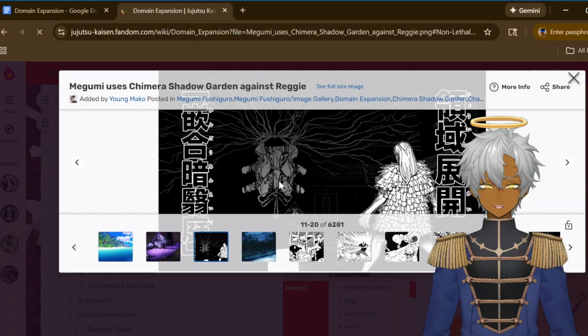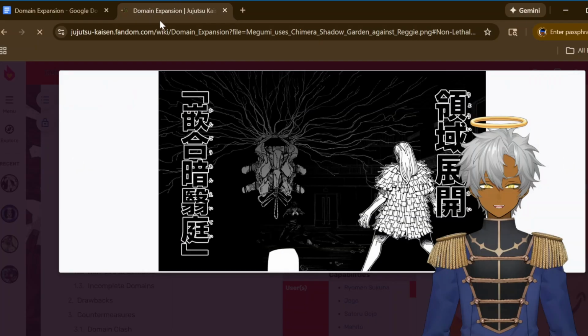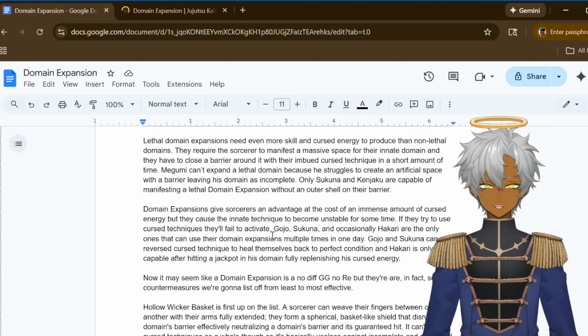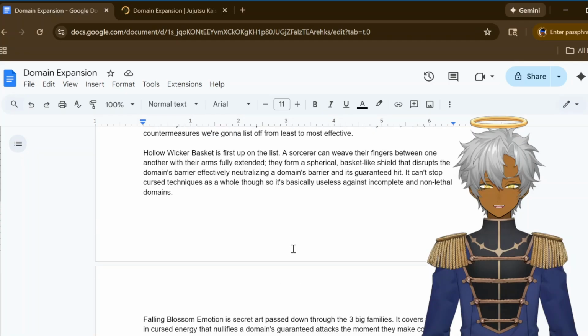It's very limited in how much it can heal, because there is a limit to how many times they can use their curse techniques in a single day. But yeah, essentially that is pretty much why they are the only ones that can use it multiple times.